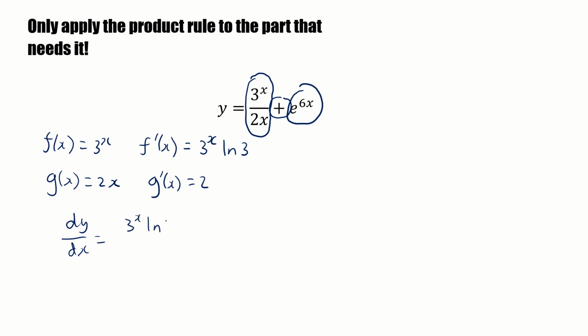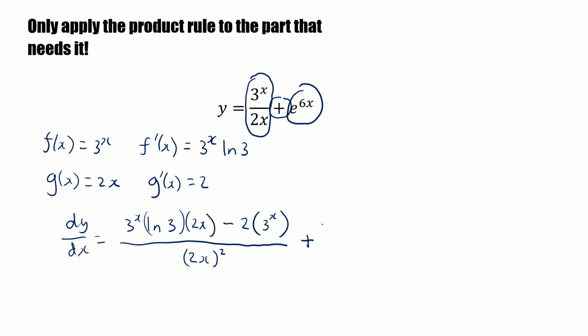3 to the x ln 3 times by 2x, so it ends up looking quite messy, this derivative. Take away 2 lots of 3 to the power of x, and then we're dividing all of that by 2x all squared. Now the last thing to bear in mind is that that isn't the derivative completed, because we then also need to differentiate the e to the 6x, but I haven't included that as part of the quotient rule part, because now we can just write plus and then just whatever e to the 6x separately differentiates to, which is 6e to the 6x. Brilliant.